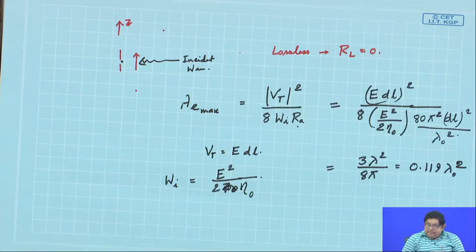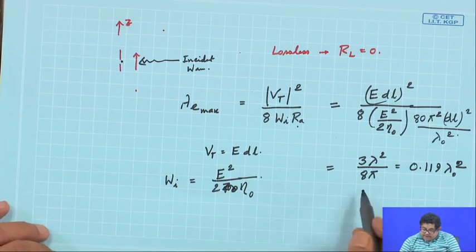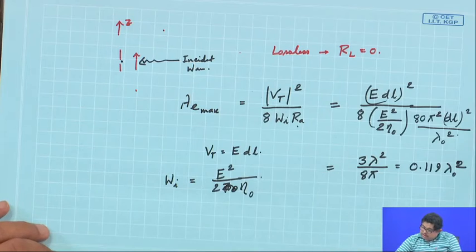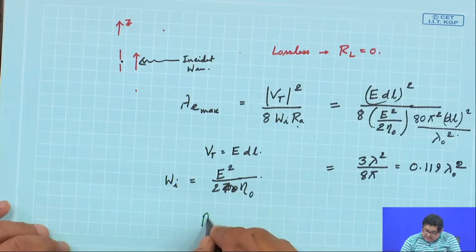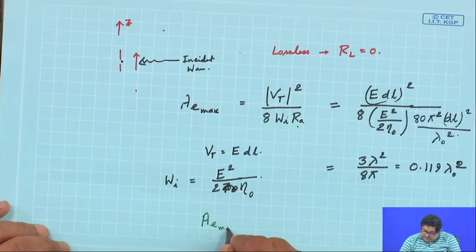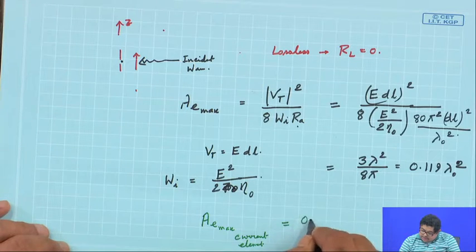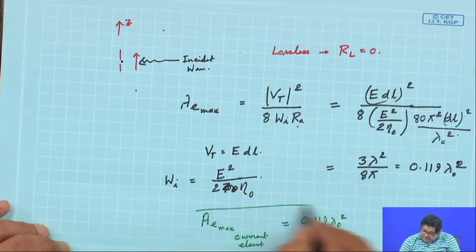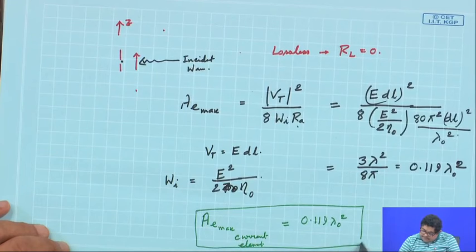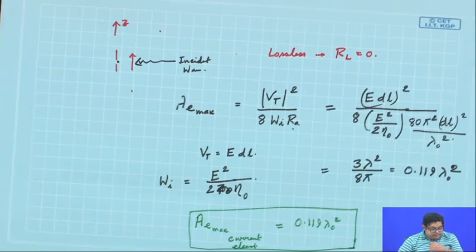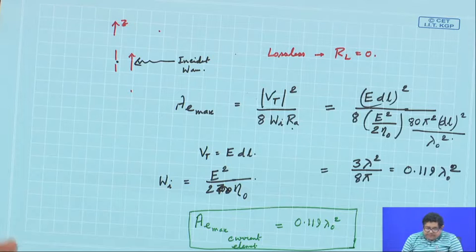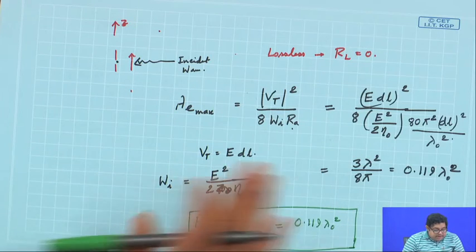So, the above value is only valid, that means we have got this. So, let me write again: Ae max of a current element is 0.119 lambda naught square. So, this is for a lossless current element.